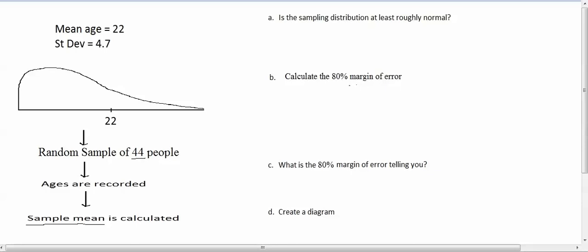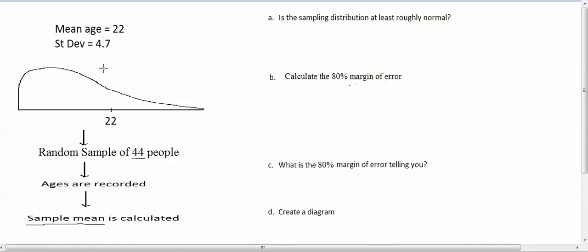In this video, I'm going to go through a few margin of error problems like the ones on your homework assignment. The first part of this problem says, is the sampling distribution at least roughly normal? In this problem, the statistic that's being calculated is the sample mean. So the sampling distribution is at least roughly normal if either the population is normal or the sample size is at least 30. One of those two things has to be true.